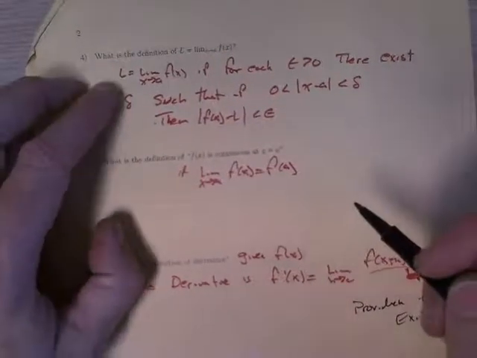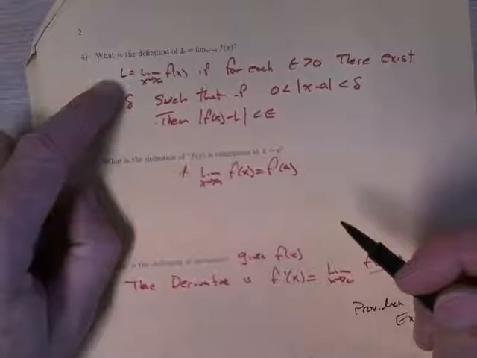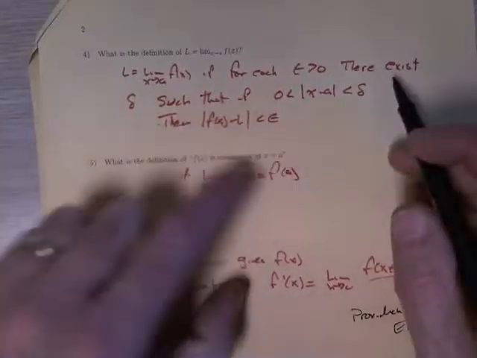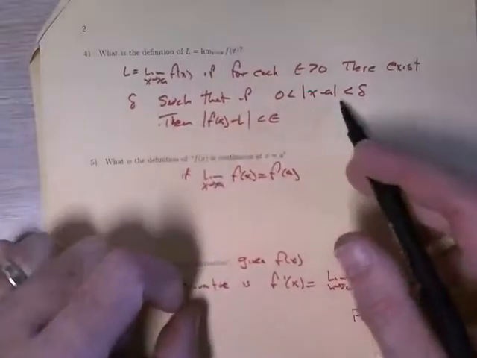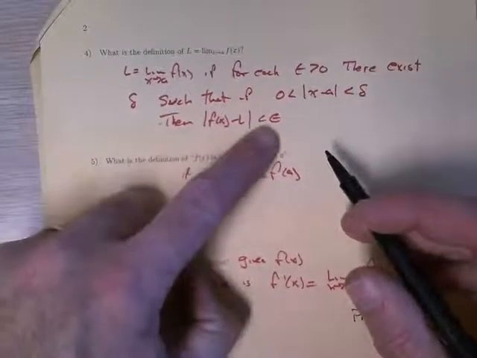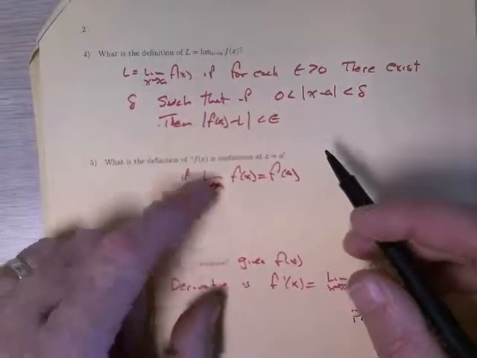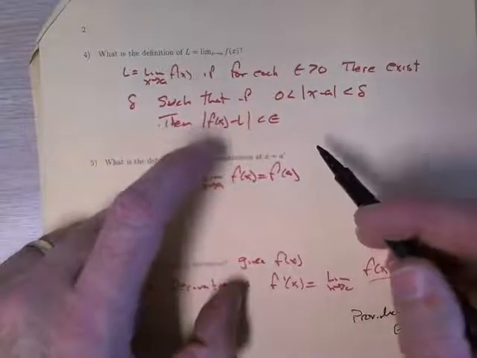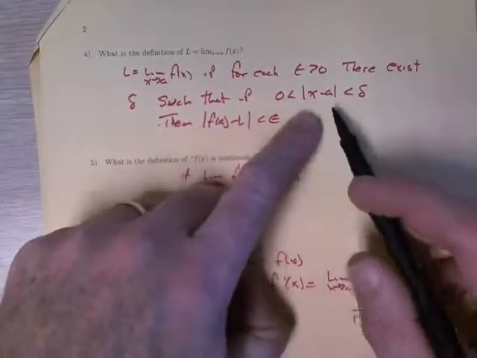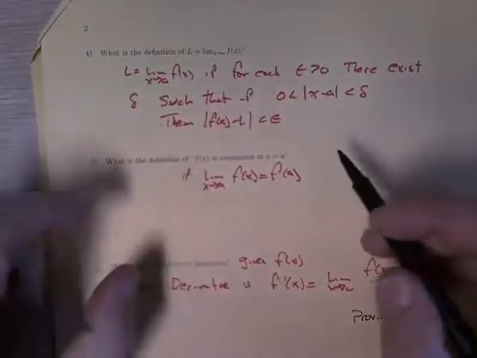Definitions. It shouldn't be a surprise that the definitions were on this test. What's the definition of limit? Well, L is the limit of f of x as x approaches a if for each epsilon bigger than 0, there exists a delta such that if 0 is less than the absolute value of x minus a is less than delta, then f of x minus L in absolute value is less than epsilon. I also accepted the way the book has it, with the whenever statement, where they say this whenever that. It's okay.